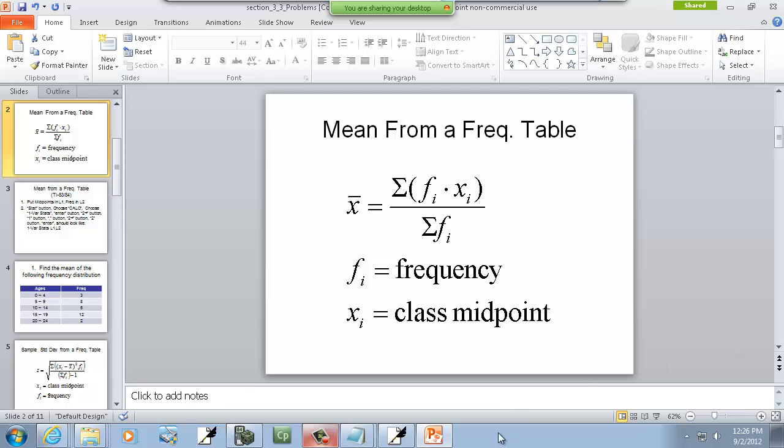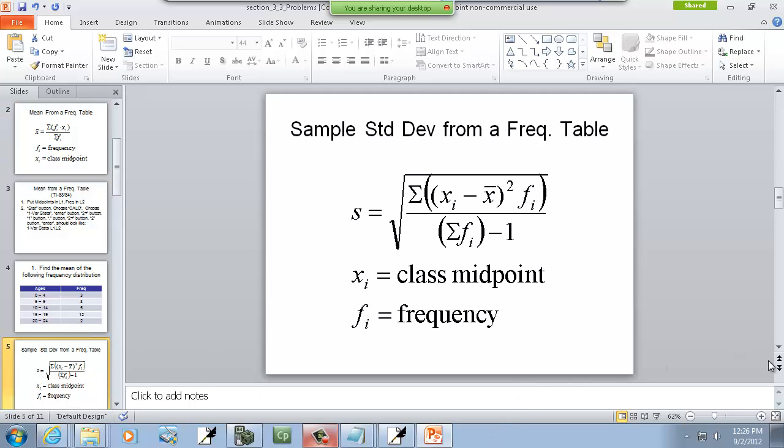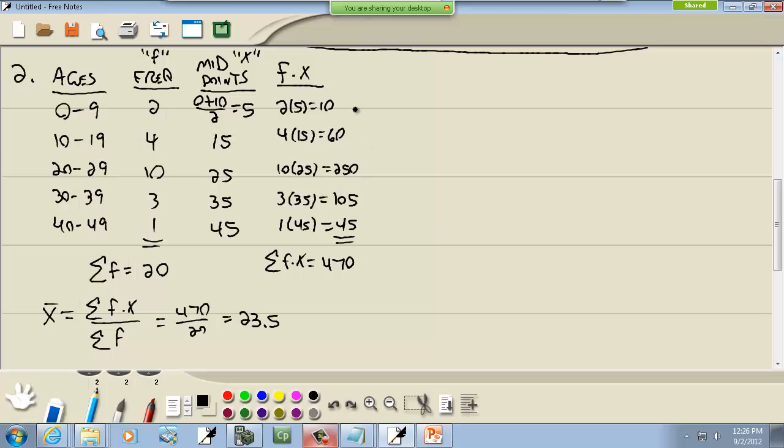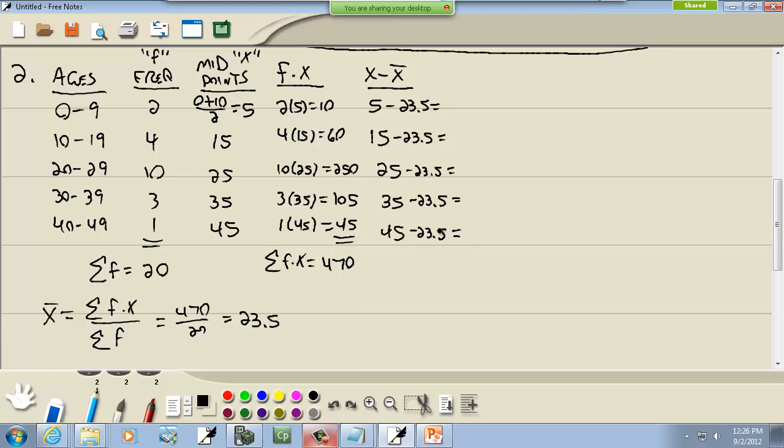Let's go back to our formula. Okay, so now we got our midpoints, got the x bar, so we need to have a column for x minus x bar. So I'm going to take each x value. This would be 5 minus x bar, which is 23.5. And I got 15 minus 23.5. I got 25, 35, and 45 minus 23.5, minus 23.5, minus 23.5.